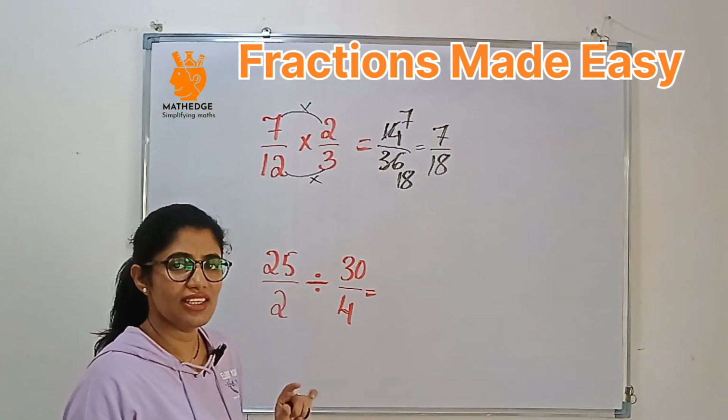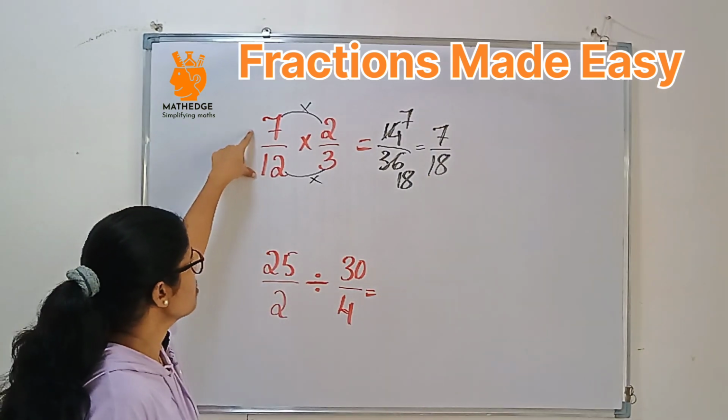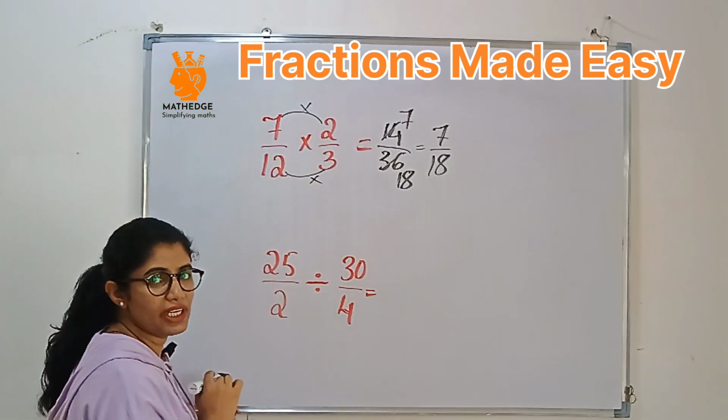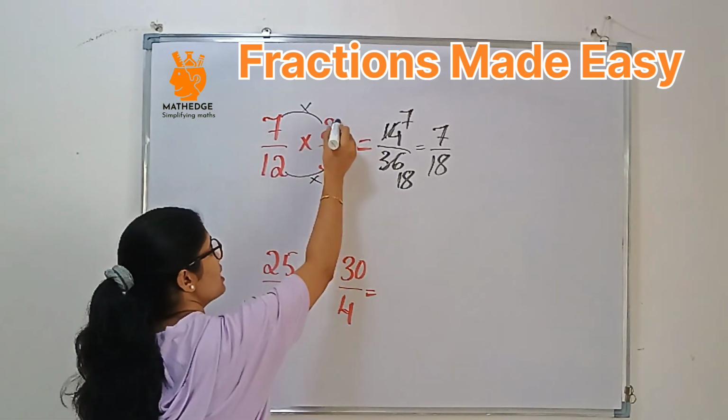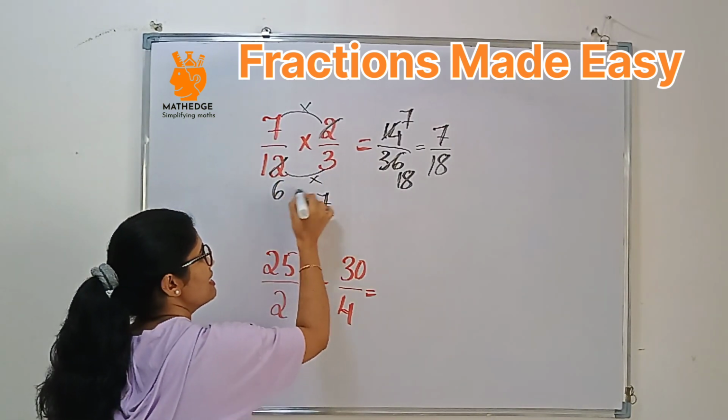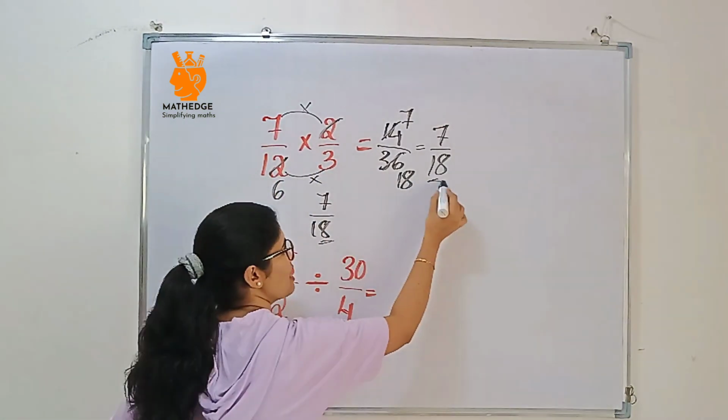Rather than this, another easy method is there. 7 by 12, 2 by 3, if you observe, we can cancel diagonally in the numerator and denominator because we have a multiplication here. See, 2 6s are 12, right? We are left with 7, and 6 3s are 18. So we got the same answer, right?